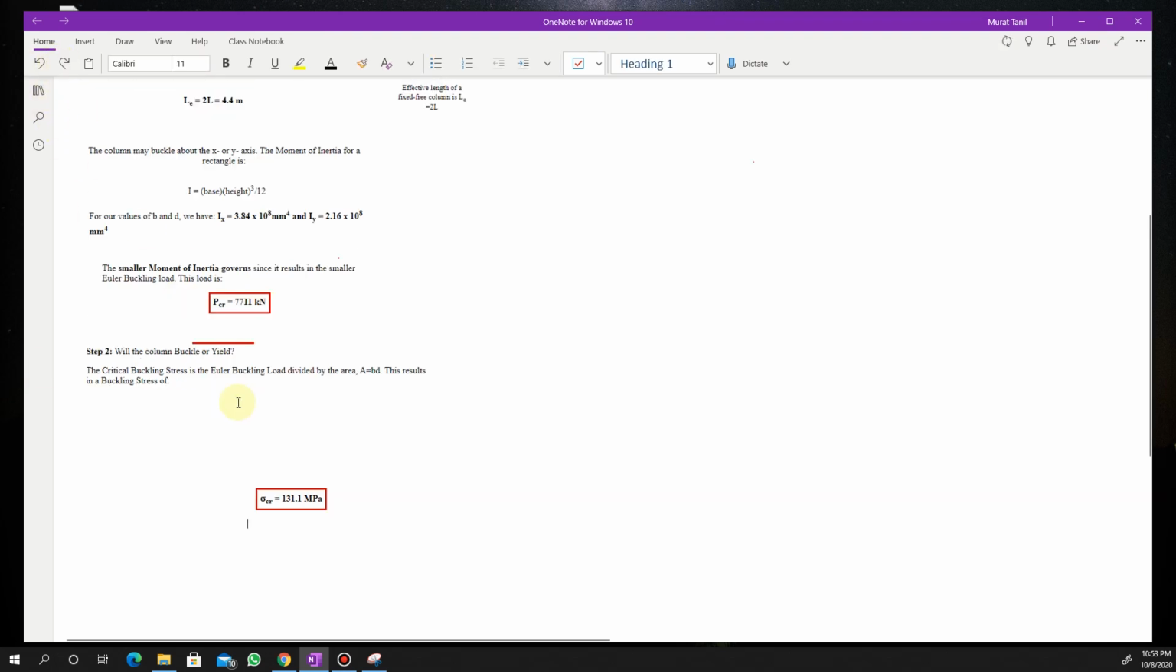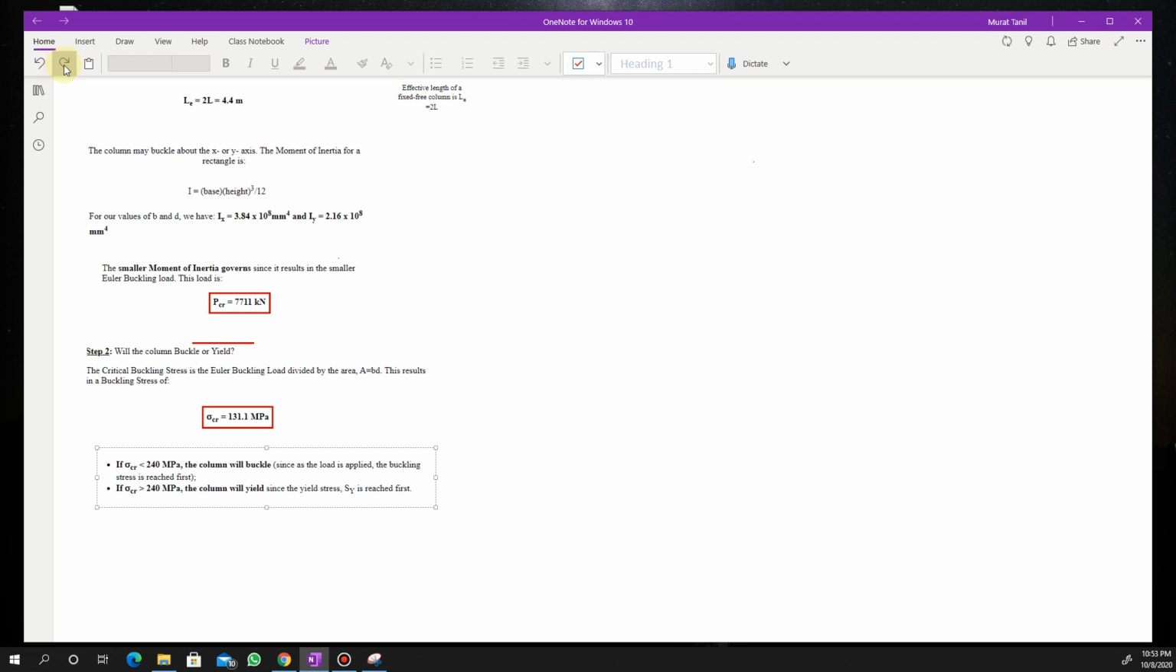Let's continue. I already calculated the critical stress for buckling. It's 131.1 megapascal. In the next step, we're going to look at two scenarios, and these two scenarios are going to tell you which one is going to occur first: failure because of the yielding of the material, or failure because of the buckling of the material.